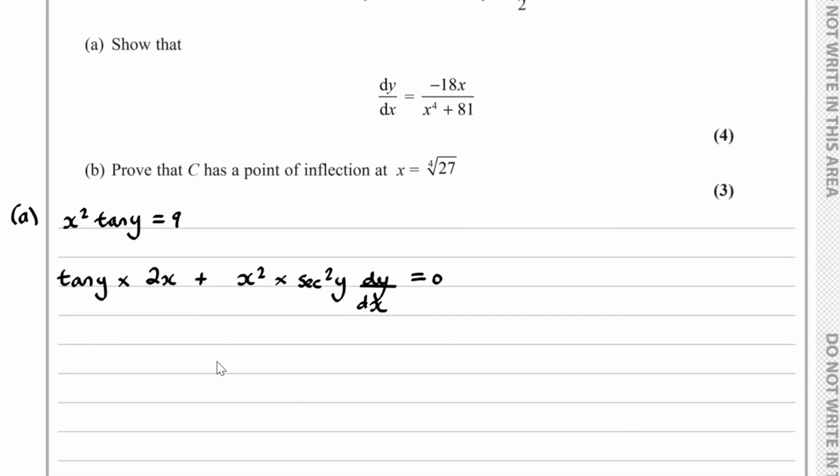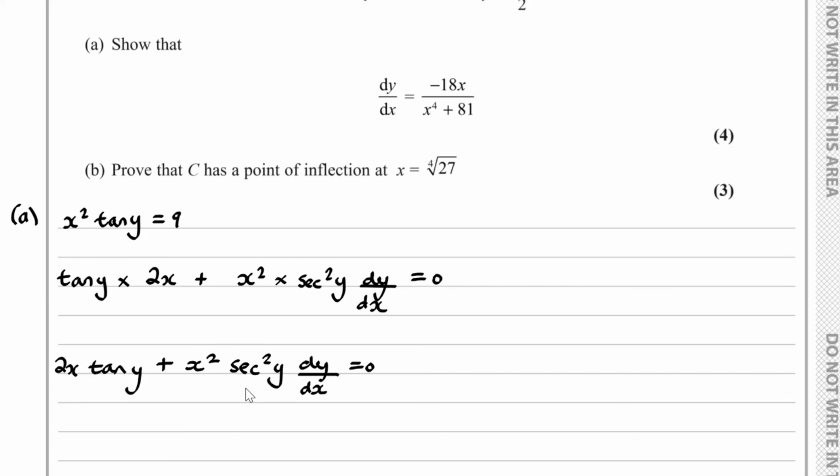So we have 2x times tan y, and we add on x squared sec squared y dy over dx, and this is equal to 0. And if you notice in the question, there's nothing involving a sec squared or a tan y. So essentially we want to eliminate these.